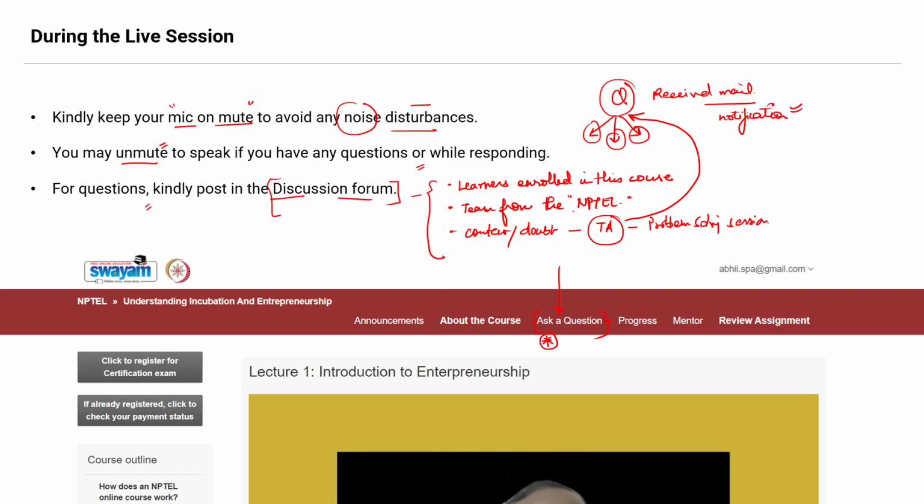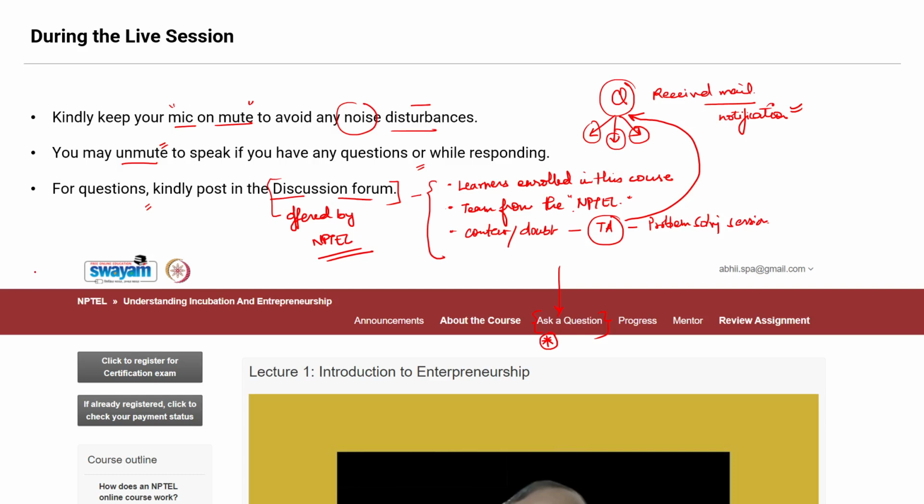So even if there is a doubt in one's mind and the other person also has the same doubt and nobody is asking the question, if a third person asks a question, everybody's doubts get cleared. So it's a fabulous platform which is offered by the NPTEL team, and I think you should make use of it. It's a very beautiful functionality.